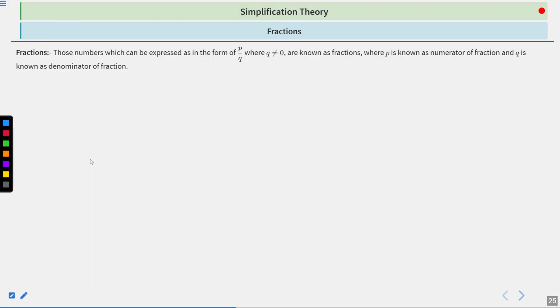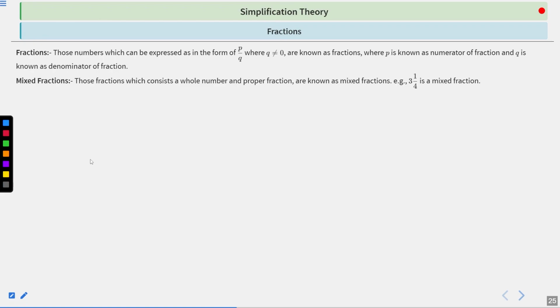Fraction. Those numbers which can be expressed in the form of P by Q, where Q is not equal to 0, are known as fractions, where P is known as the numerator of the fraction and Q is known as the denominator of the fraction. Mixed fraction. Those fractions which consist of a whole number and a proper fraction are known as mixed fractions. For example, 3 and 1 by 4 is a mixed fraction.